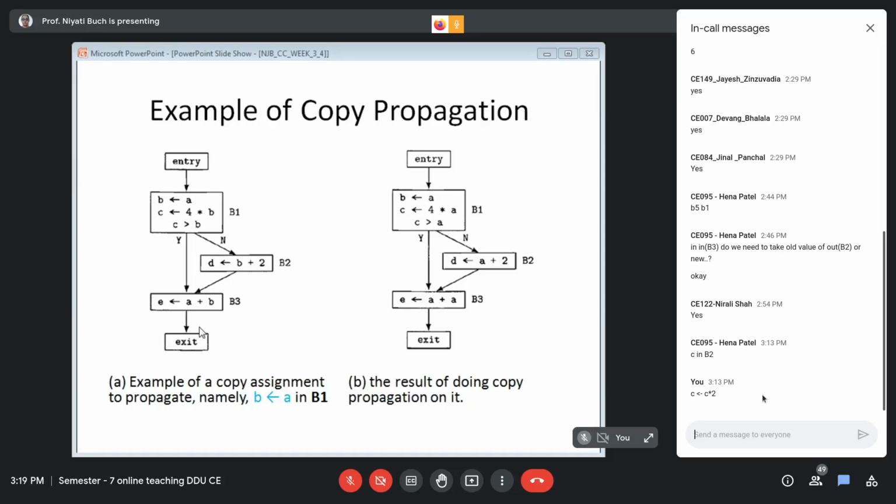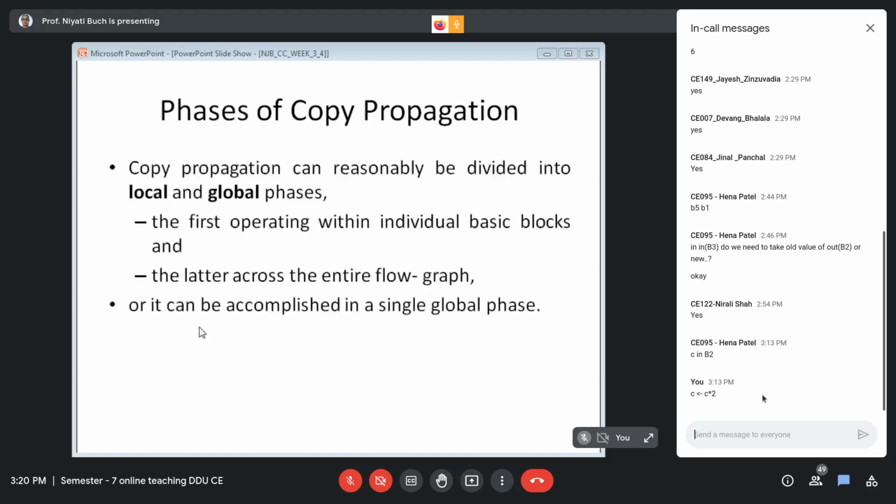It seems straightforward. The only thing we have to be careful about is that in between, the value should not change. If the value is changed, then we cannot say it is the same thing. It is not a copy, and then we don't have to propagate it. This is a very simple example that I have shown you.